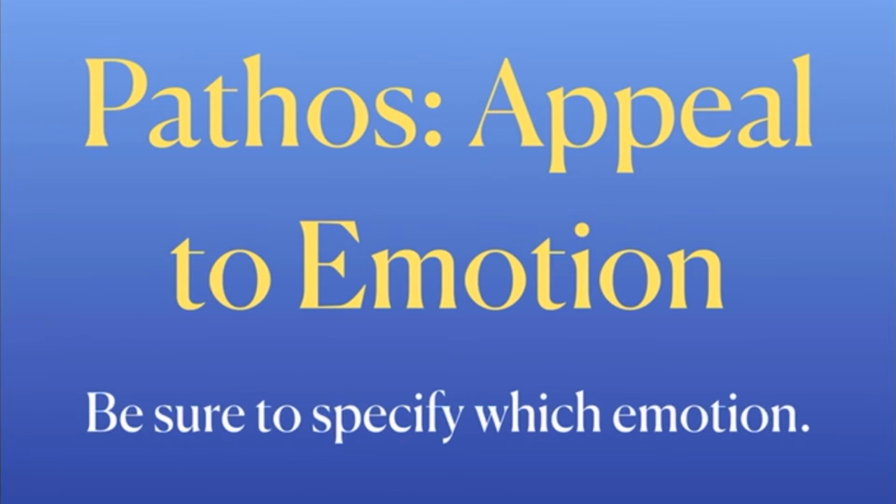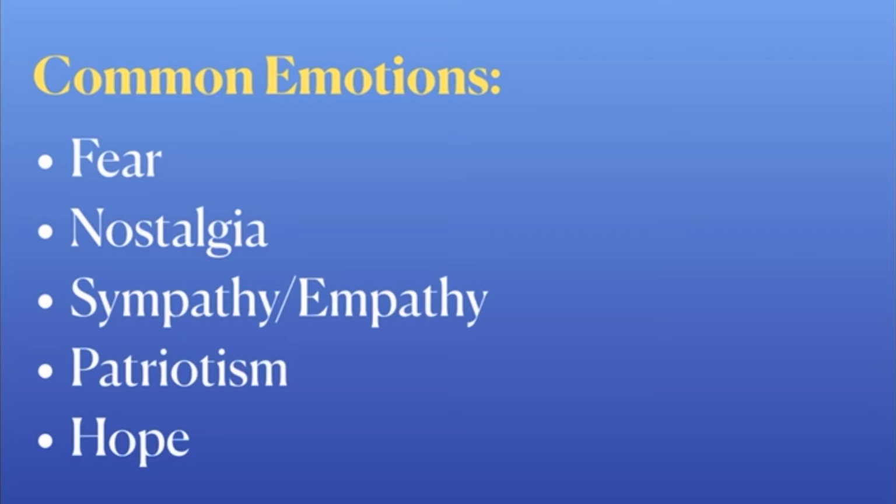Next up is pathos, and that's an appeal to emotion. Now, one of the most important things we need to recognize about an emotional appeal is that you need to specify which emotion the writer is appealing to, because just saying that the writer appeals to emotion is incredibly vague. This is not an entirely inclusive list, but here are some of the more common emotions that a writer or speaker might appeal to. So we have fear, nostalgia, sympathy or empathy, patriotism, and hope.